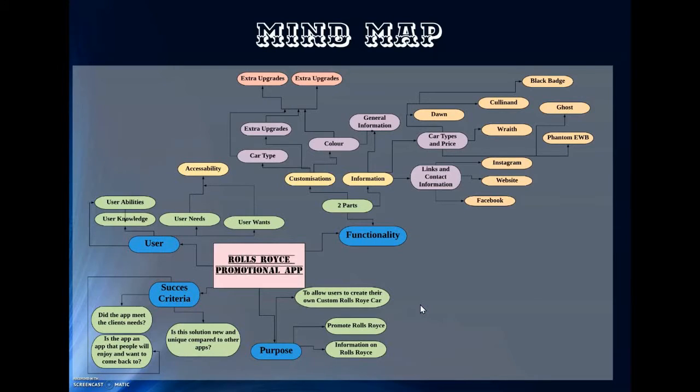The customization part leads into multiple parts. The first part is when you choose the car type and the color, and then you choose the upgrades, and then once combining all of those, you get the extra upgrades and the final cost of the car.